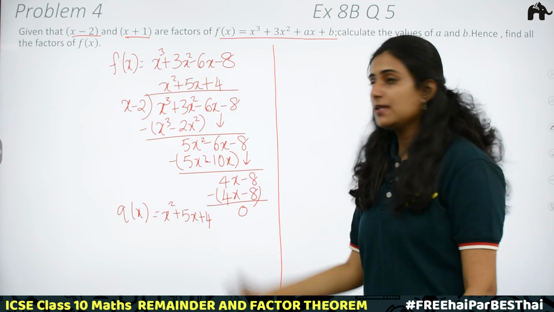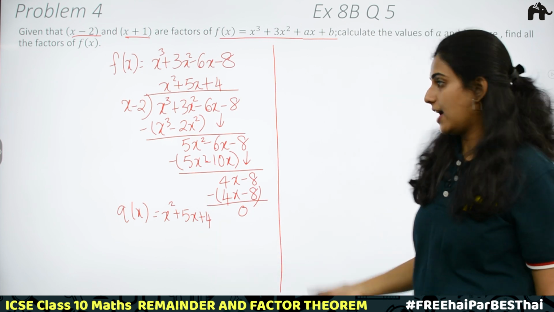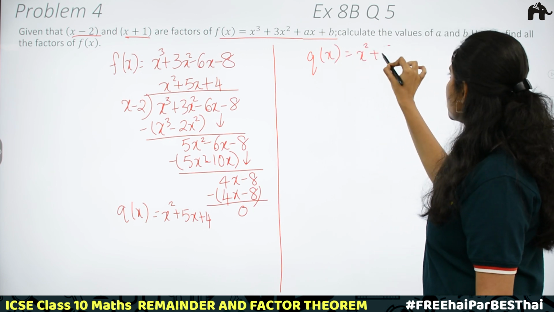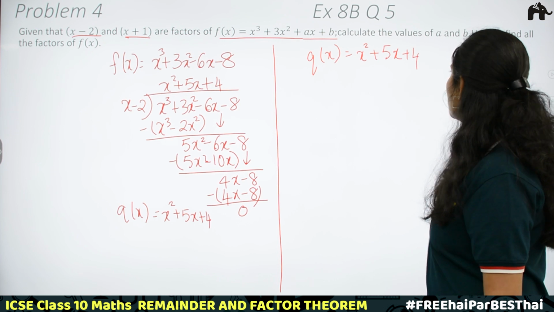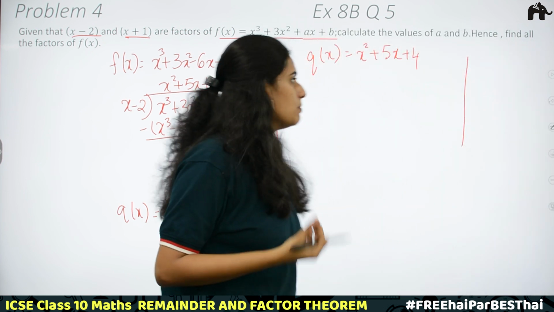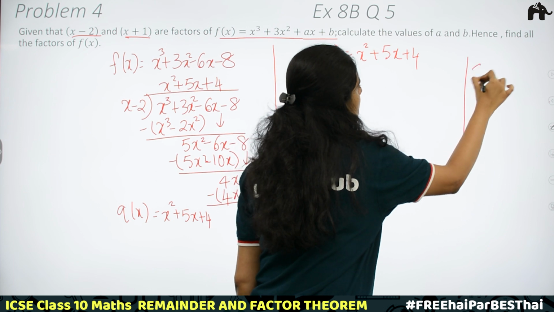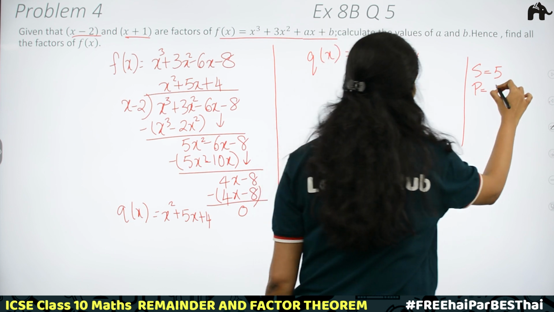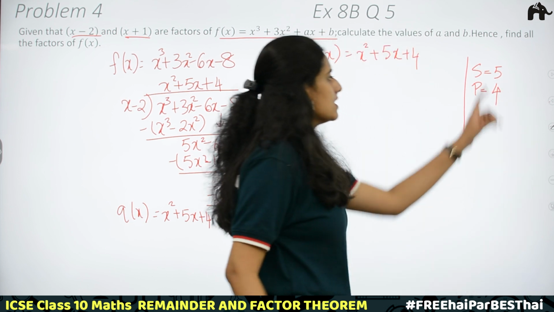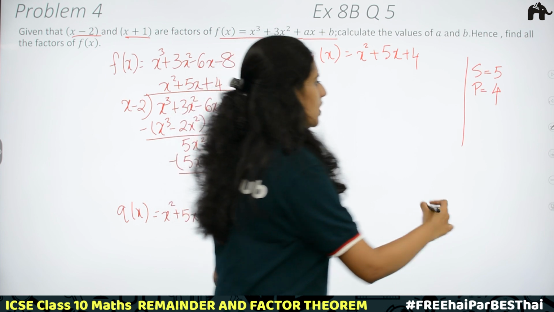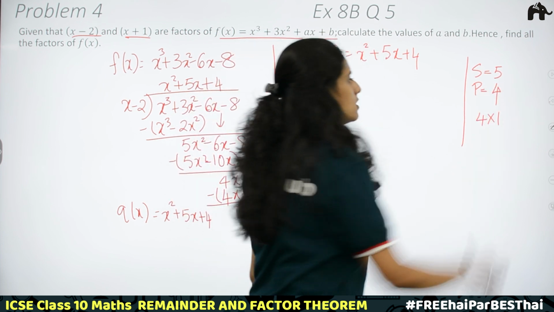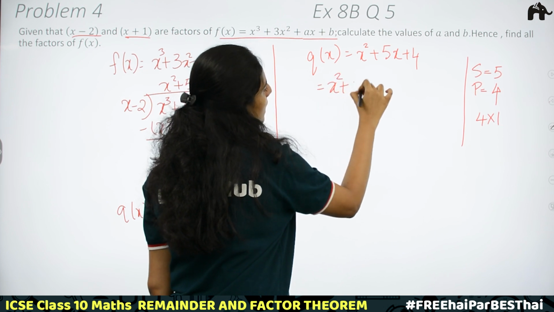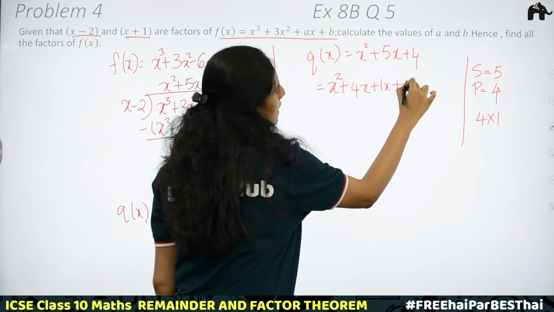Factorizing this by splitting the middle term, we can get the other factors. Here we have quotient q of x is equal to x square plus 5x plus 4. Okay, we need to choose two numbers to split the middle term such that sum is equal to 5 and product is equal to 4. Okay, sum is 5 and product is 4. This is very simple. 4 into 1 is 4. 4 plus 1 is 5. Splitting middle term, we get x square plus 4x plus 1x plus 4.